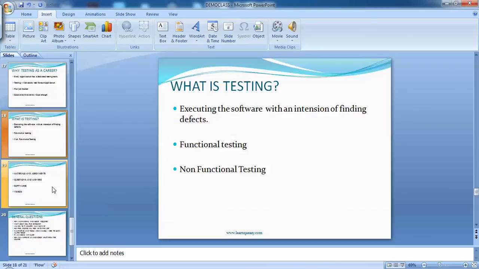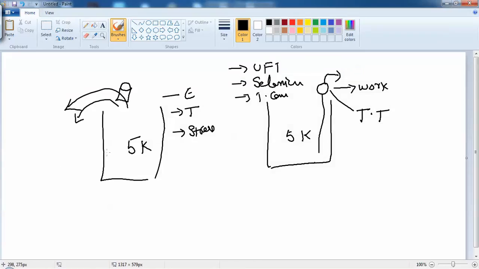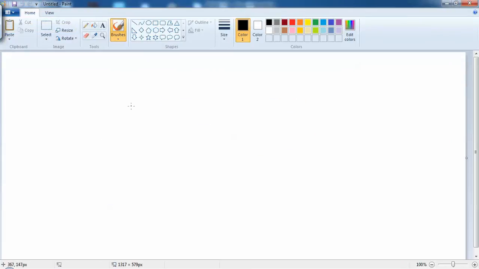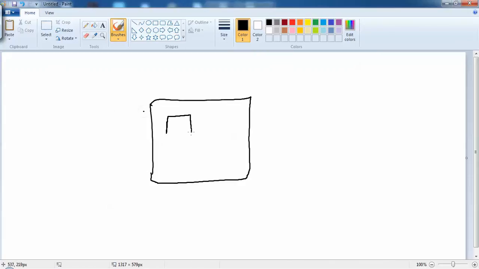Mainly we can divide our testing into two types: functional testing and non-functional testing. What is functional testing? Let me explain with an example. You can understand well. I'm taking the same example. I have two edit boxes and one submit button.